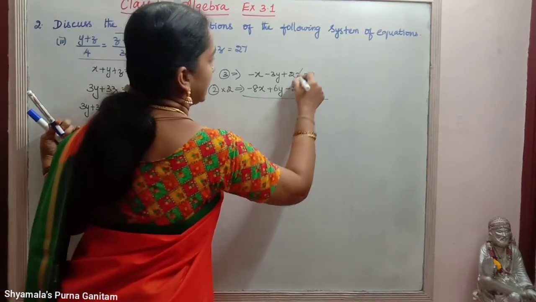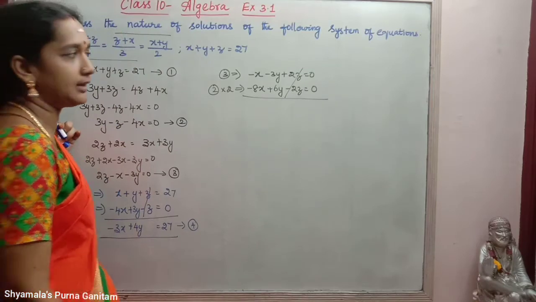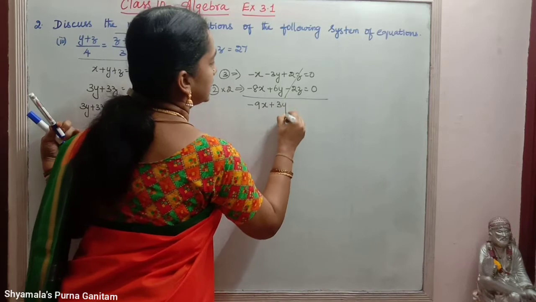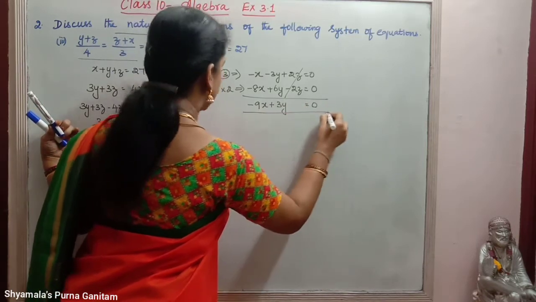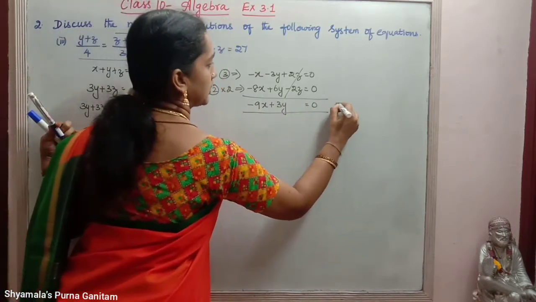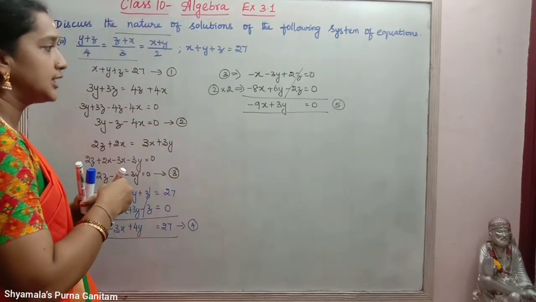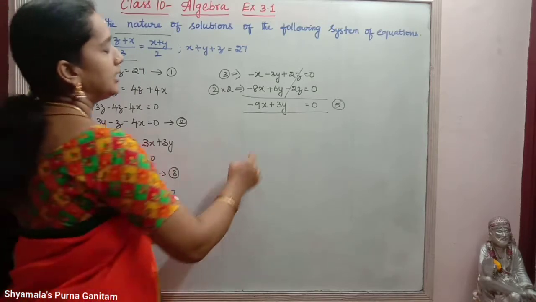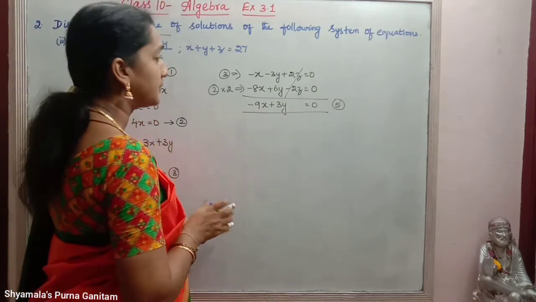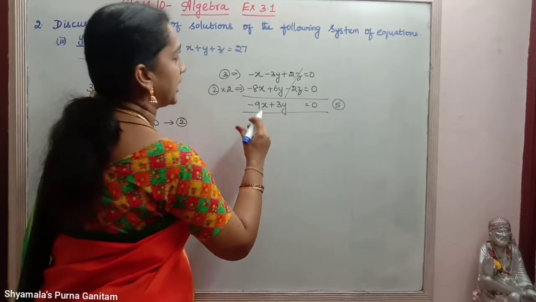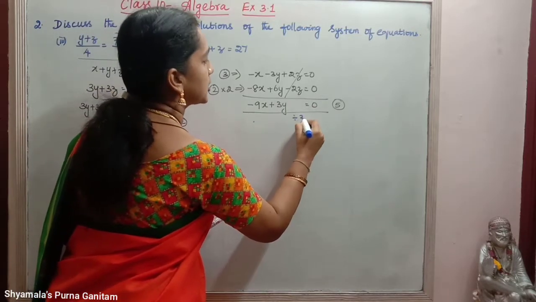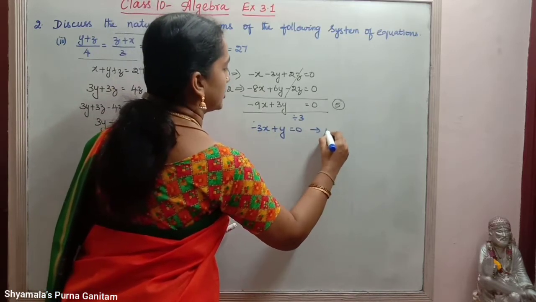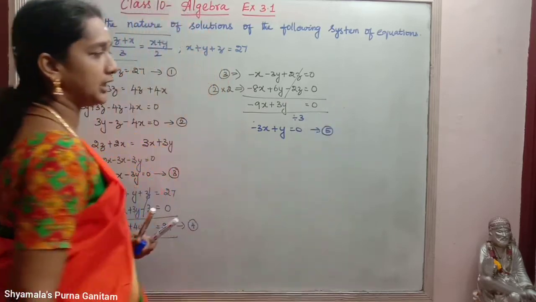Okay. So now when I add this, plus 2z minus 2z will get cancelled. Here it will be minus 9x plus 3y is equal to 0. So this is the fifth equation. So I got two equations with x and y variables. Even this fifth equation, I can rewrite it by dividing by 3. Dividing this equation by 3, minus 3x plus y is equal to 0. So I am rewriting this as the fifth equation.